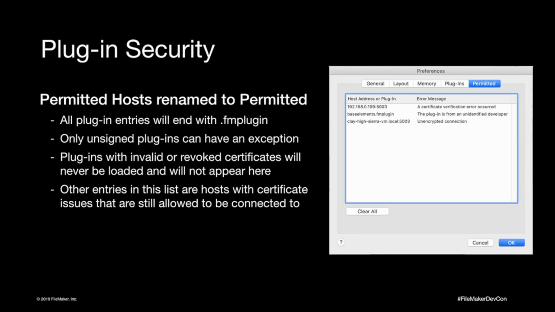If you do check that checkbox, we've renamed what used to be the permitted host tab to just permitted under the preferences dialog box. I'm not sure how many people know that this is where the list of hosts that you've connected to that have bad certificates ends up being. And there's a clear all button if you want to reset all, to forget that you've permitted all these objects. But what will show up now is plugins will show up in this list too. It's always going to end with the .fmplugin extension, even though the plugin may not have that extension at the end. It's one way to tell the difference between hosts and plugins that are in this list.